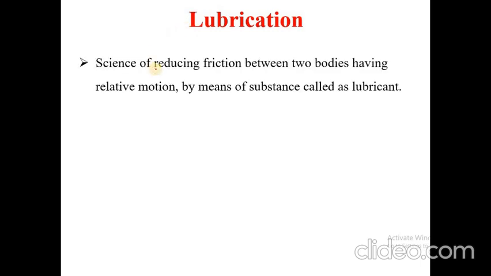Next is lubrication. As we have to discuss sliding contact bearings, in which lubrication plays an important role in order to reduce friction between the sliding surfaces of the shaft and the bearing, we'll see what lubrication is. It is the science of reducing friction between two bodies having relative motion between them by means of a substance called a lubricant.